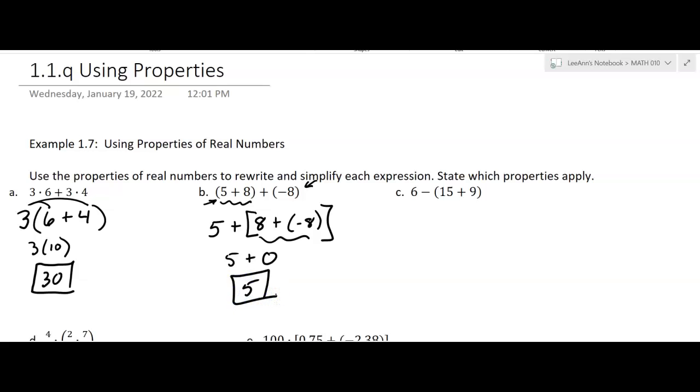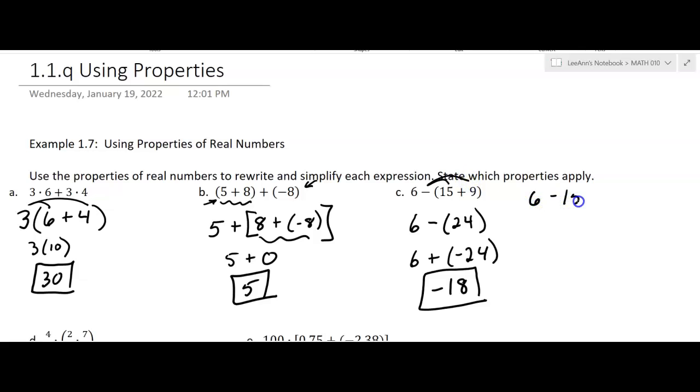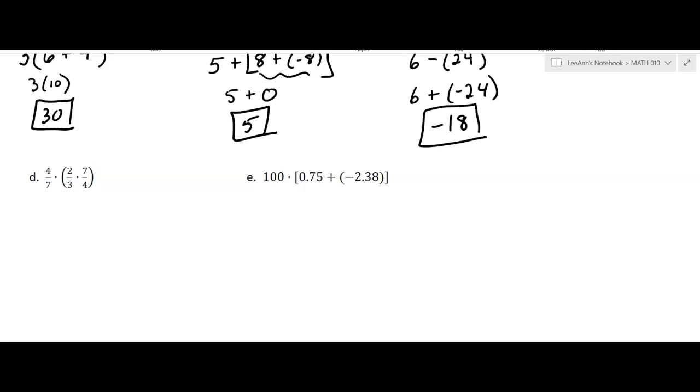On C here, I don't really see a property that's going to be super helpful. You can look at it in the book and see what they did, but this is an order of operations thing. 15 and 9 is 24. So it's 6 minus 24. If you want to think of it as 6 plus a negative 24, sometimes students like to do that, you're going to get a negative 18 here. And you could have distributed the minus sign. You could have written it as 6 minus 15 minus 9, but I don't know that that's going to be super helpful. Sometimes properties are helpful, sometimes they're not.